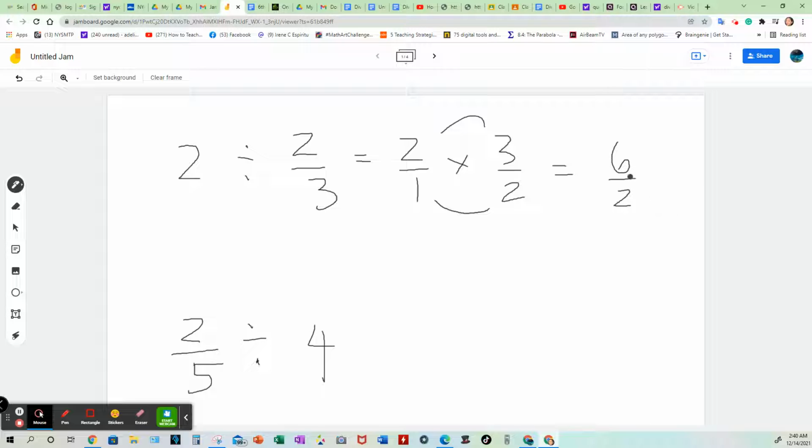And then 6 divided by 2, it is an improper fraction. We can simplify this. This becomes 3. So our answer is 3.